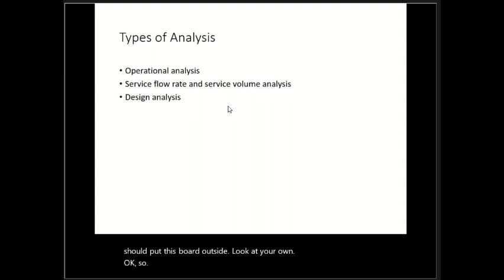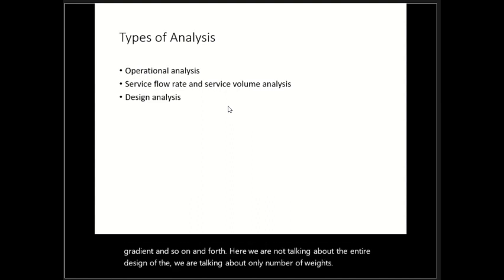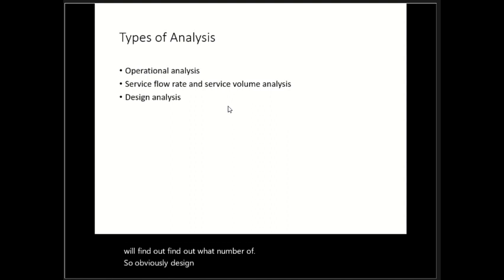In design analysis, they will give you the volume. Now obviously design means you design width and cross section, gradient and radius and so on and so forth. Here we are not talking about the entire design of the highway. We are talking about only number of lanes. You already decided the other parameters, or you will decide about them, or you have assumed some values, but using level of service you will find out the number of lanes. Obviously design is for the future.